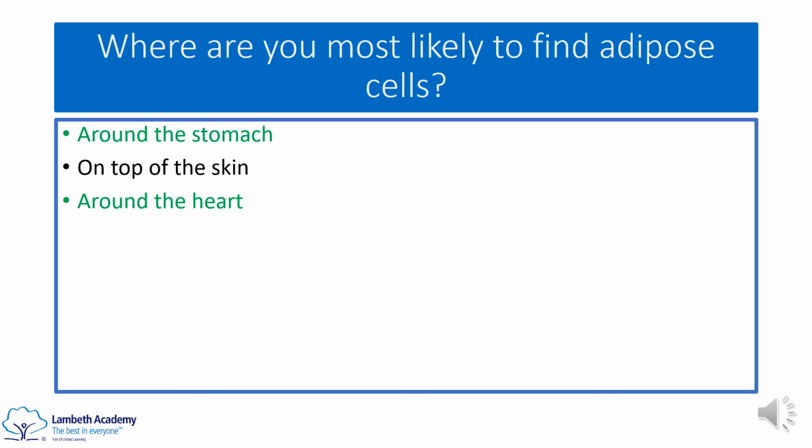So the two places here that you are most likely to find adipose cells or fat cells would be around the stomach and around the heart. I've put on the skin on here, but really it's a bit of a play on words, and I want you to be cautious and aware of things like that for when you go into your exam. You wouldn't find fat on top of the skin, you would actually find it underneath the skin.